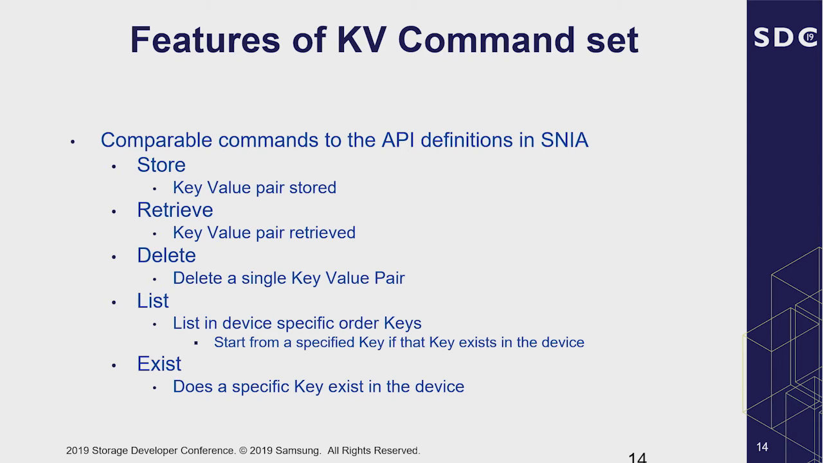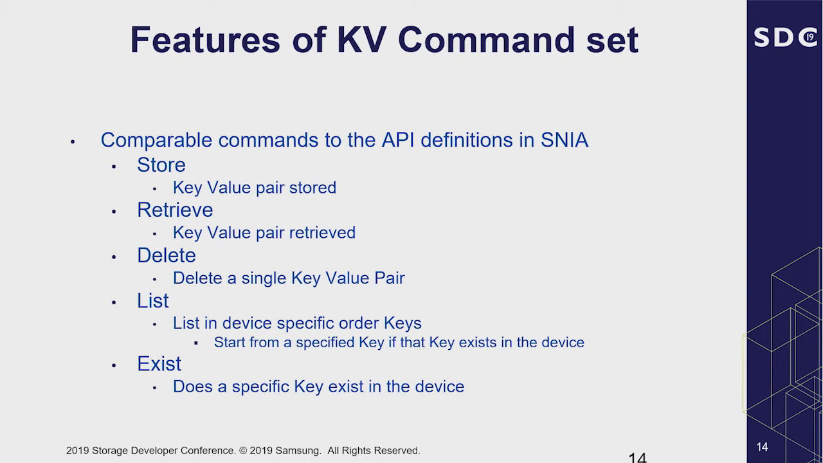So features of the key value command set, they are very comparable to what's in the API. I wonder why, since I helped to do both of them. Kind of had a little desire to make them look very similar to each other. So we have a store where you give it a key value pair, it stores that key value pair. You have a retrieve. You retrieve the key value pair based on the key that you give it. You have a delete, which deletes a single key value pair.